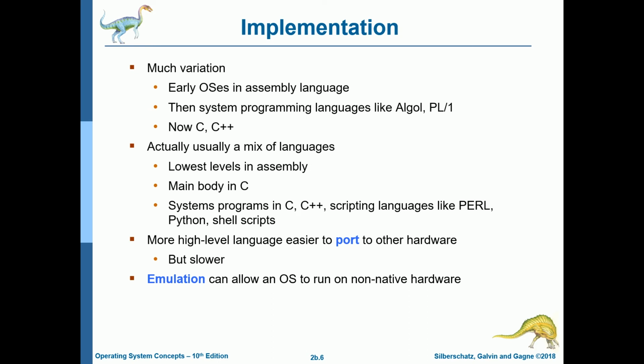Now, in order to actually create or implement the operating system, we need to take a look at how they were originally made. Early operating systems were written in assembler language, and now most are written in either C or C++ with some small amounts of assembler.